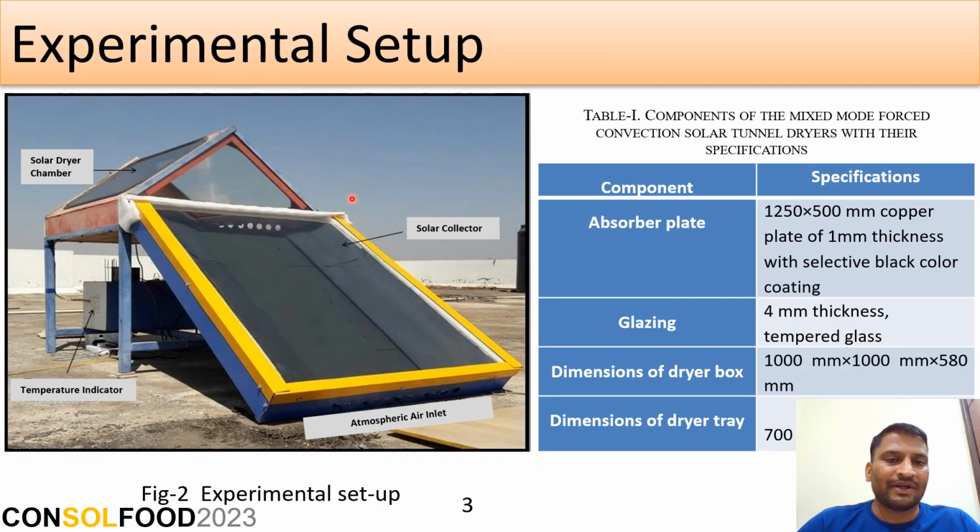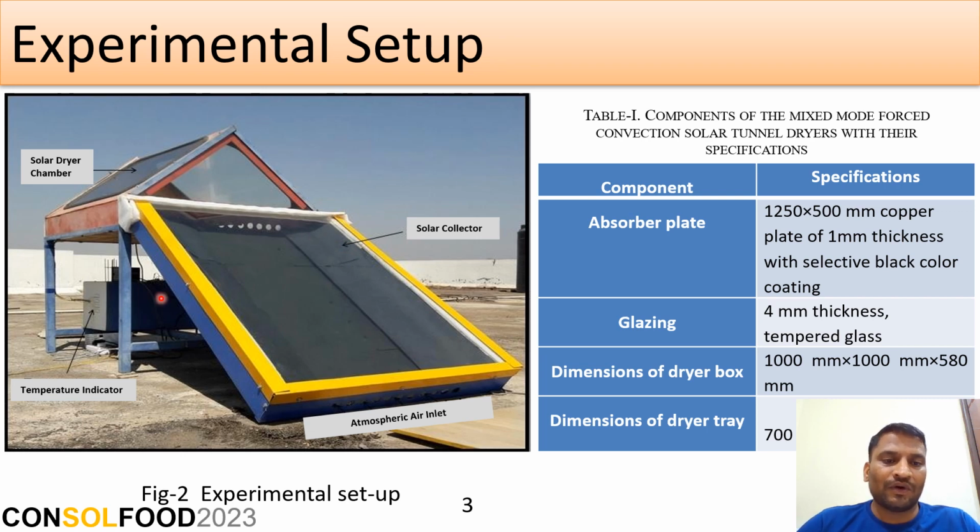This is our experimental setup, which consists of two components. The first one is the solar air heater, and the second one is the drying chamber. The solar air heater consists of one absorber plate, which is made of copper with 1 mm thickness, and that absorber plate is coated with selective black color in order to increase the absorptivity.